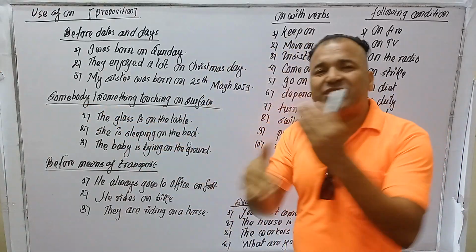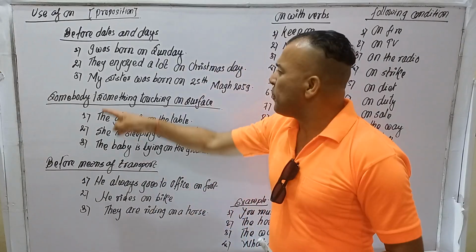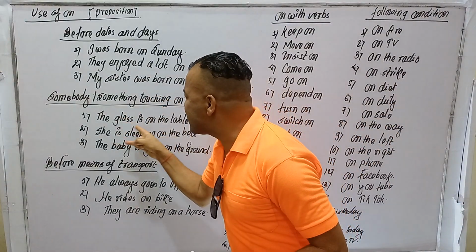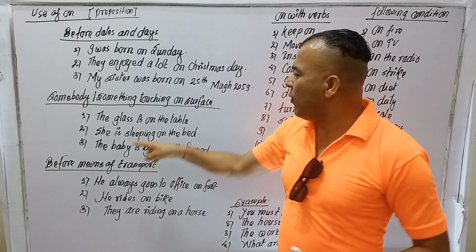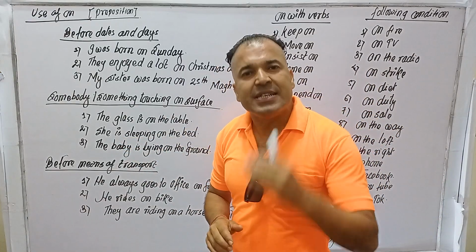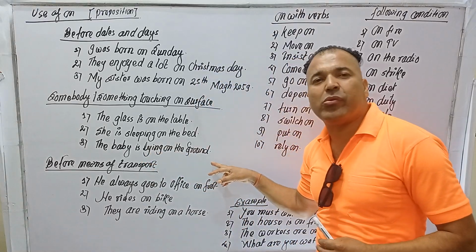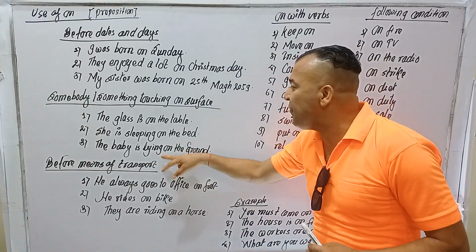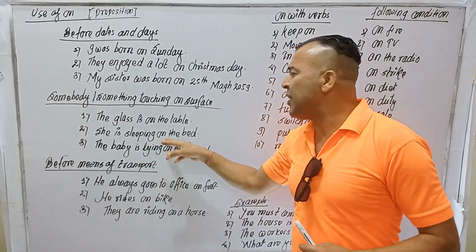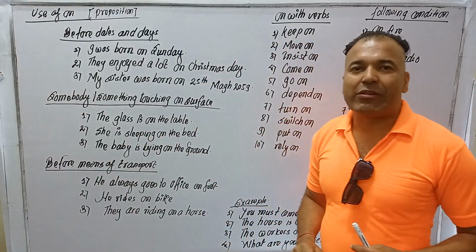Somebody or something touching a surface. That is the principle of "on". The glass is on the table. She is sleeping on the bed. The baby is lying on the ground. Lying, sleeping on the bed, and the glass on the table.